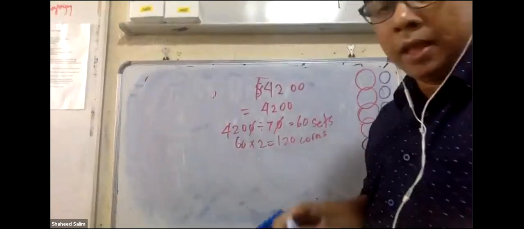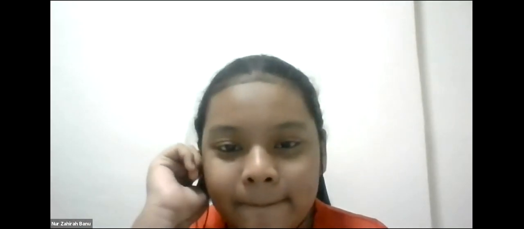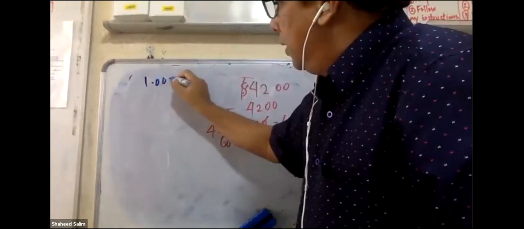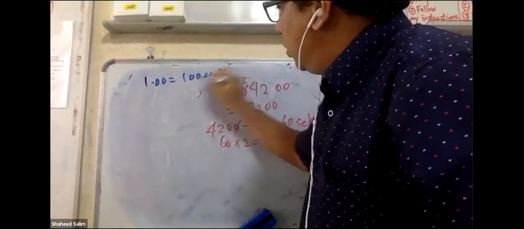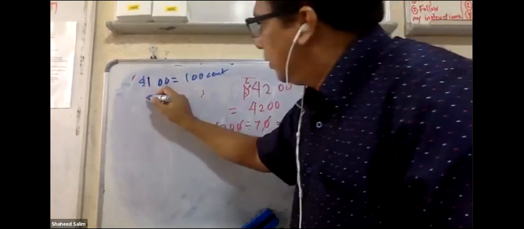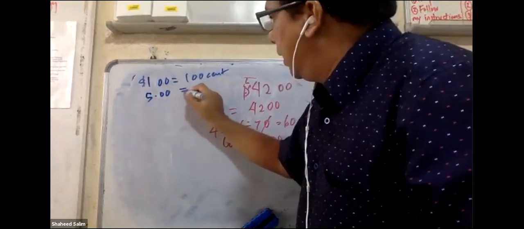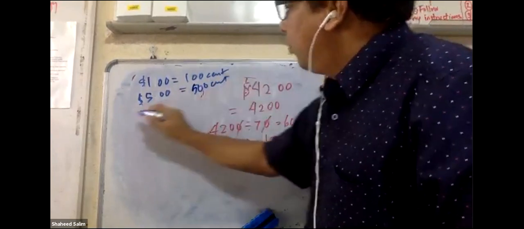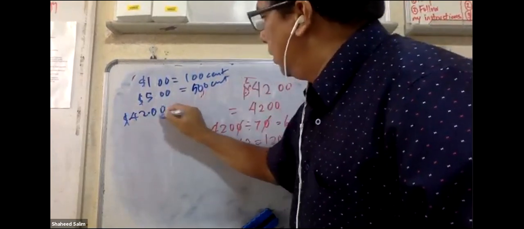Ali. Zero. Why you put zero there? The 4200. Why? Okay. $1 is 100 cents. Oh yeah, $1, I just removed the 100. 100 cents. $5, how many cents? I removed 500 cents. Now $42, how many? 4,200 cents. You can do like that, okay?